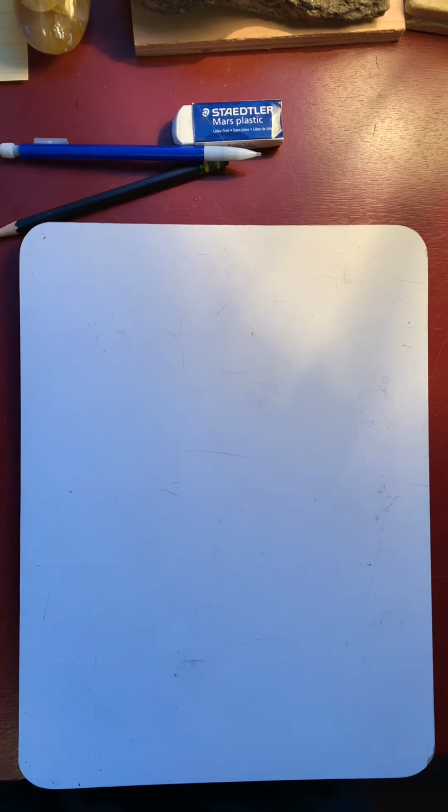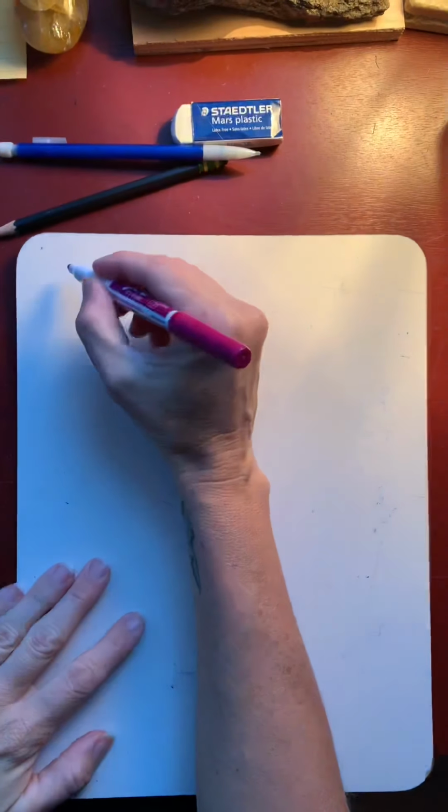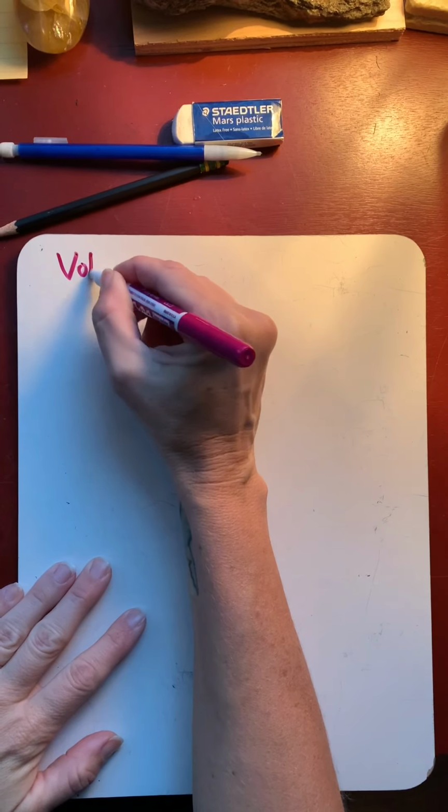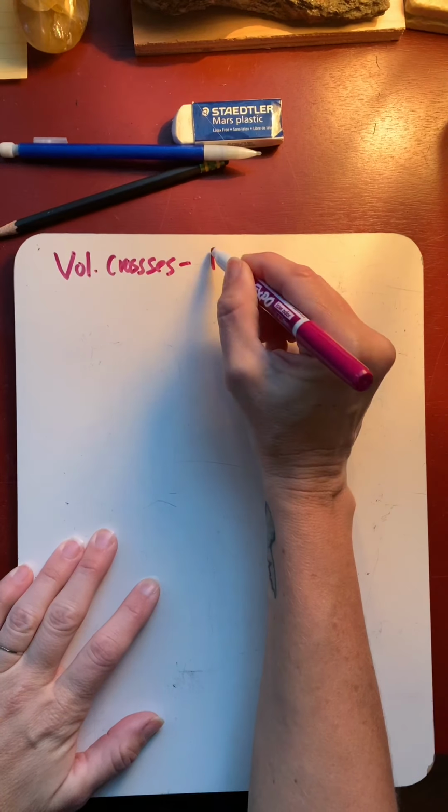Good morning. This is me going over the Khan Academy for volume. I'm going to start with the first one. I don't think I'll do all 4 problems for each, but I'll do a couple of each. So we're going to start with the volume cross sections that are squares and rectangles.